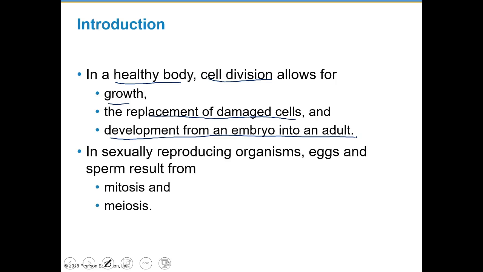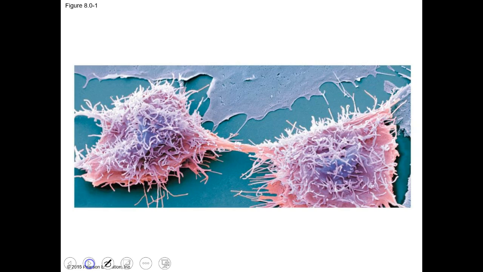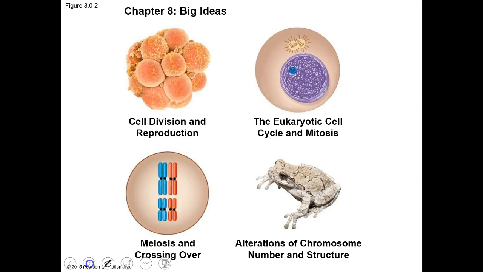In sexually reproducing organisms, eggs and sperm result from mitosis and meiosis. But honestly, for the cells part, we're only going to talk about mitosis. When we get to genetics, because it'll have more genetic components to it, we'll come back to meiosis. But mitosis only for now. In mitosis, here's a beautiful scanning electron micrograph of two cells splitting.